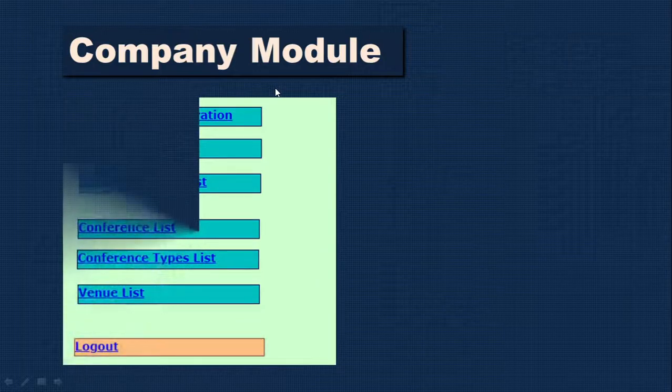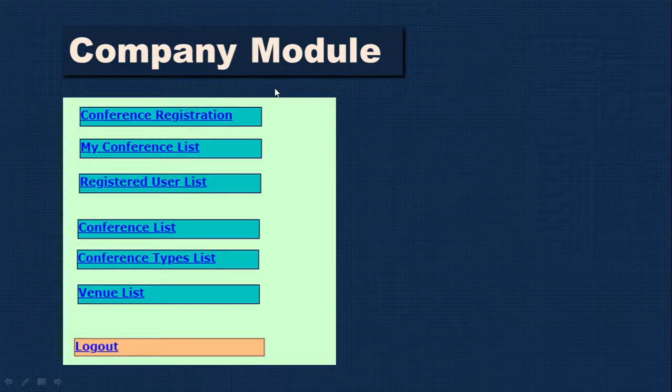Next is the company module. Company means who would like to conduct the conference, who wants to run the conference. Here there is a conference registration: they can register the conference, see the list, and see the registered user list. The list of those who would like to participate in this conference will be shown over here. They can also view the other conferences, the types of conference the admin provided, and the venue lists.